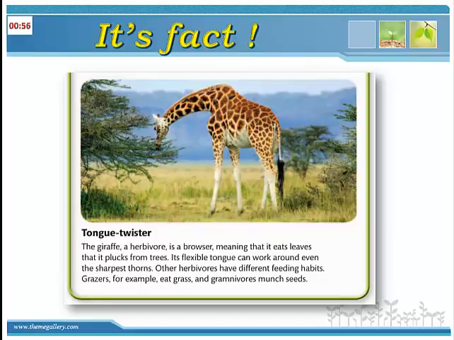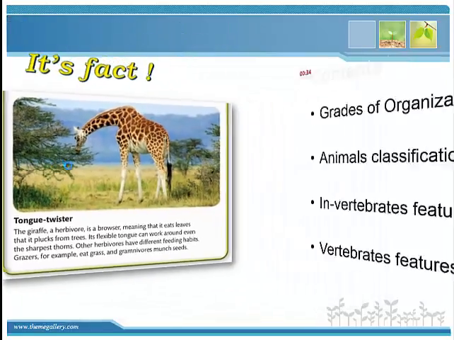Interesting tongue twister. Now I wanted to introduce one of the major tongue twisters of the animal kingdom, the giraffe, which can rotate its tongue in such a flexible way that even the sharpest thorns cannot damage its tongue movements. So it's an interesting fact about that. Let us continue with the contents of the lecture.